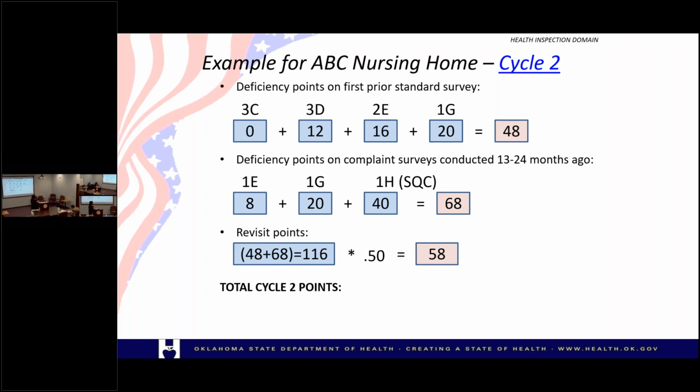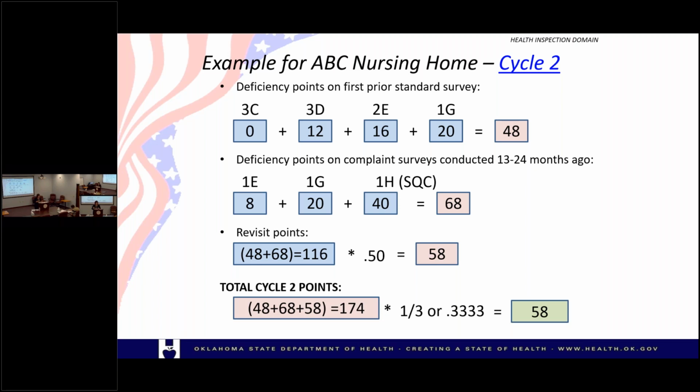Okay? And then to get cycle 2 total points, it's the 48 plus the 68 plus the 58, and all that comes to be 174. And then we're multiplying times 1/3 because this is the second cycle. So it only gets 0.333, and you do want to carry it out that far when you're calculating it to make sure you get the right calculation, because if you only carry it out 2 places, it comes out to 57. So all of that equals 58 points for cycle 2. Everybody following me? Okay.